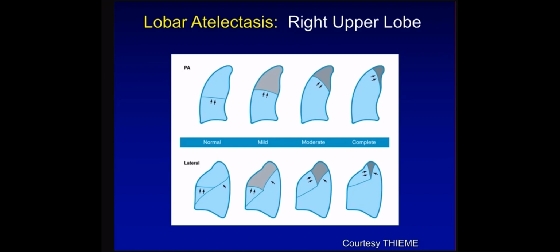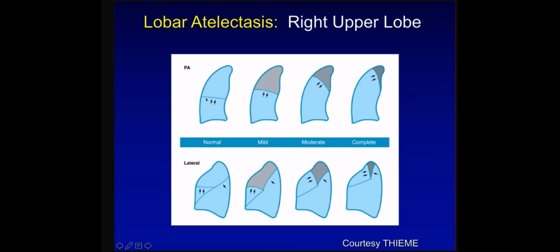I'm just going to guide you through the first set, and you'll be able to use these to recognize lobar atelectasis. In this case, right upper lobe atelectasis. You see paired images here in the upper row represent the PA chest radiograph. The lower images represent the lateral chest radiograph. The first pair shows you the normal situation, and then you have mild, moderate, and complete atelectasis, in this case of the right upper lobe.